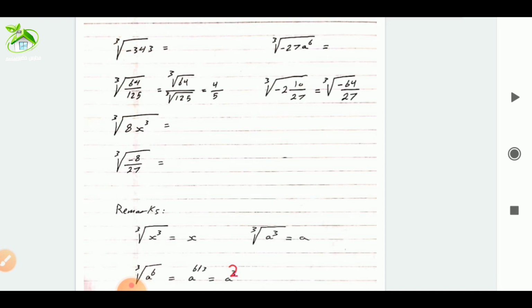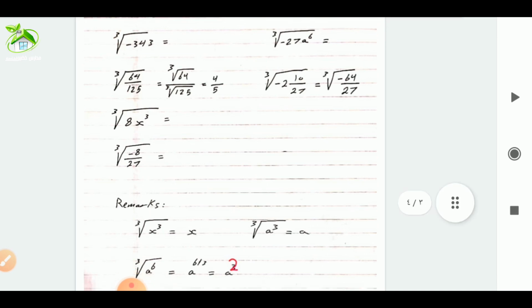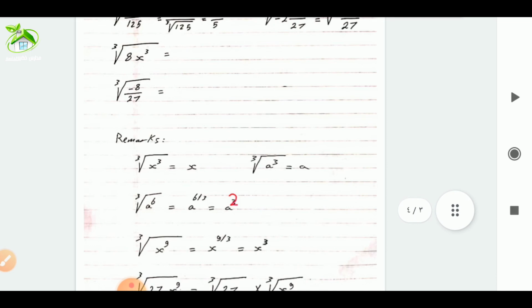The cube root of negative 2 and 10 over 27 equals. First we convert this mixed number to an improper fraction. It will be the cube root of negative 64 over 27, which equals negative 4 over 3.